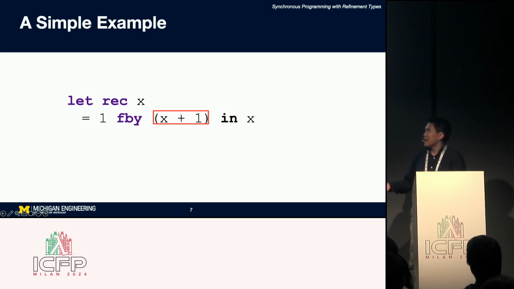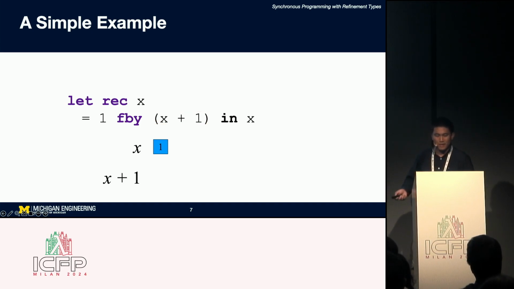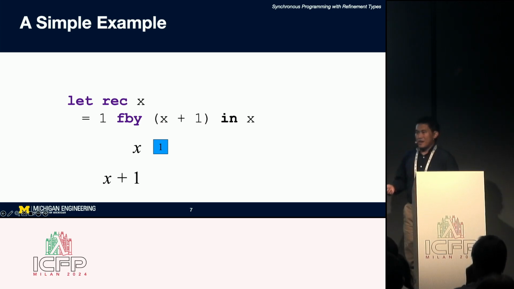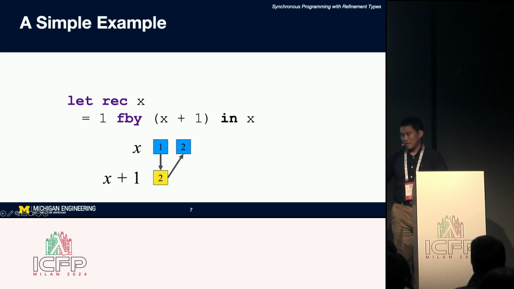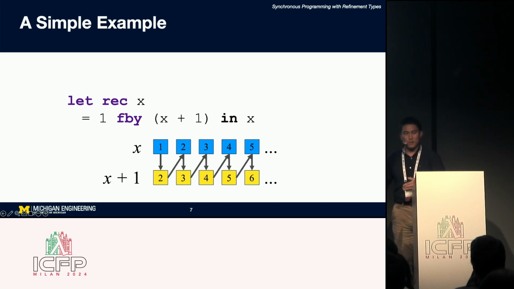So let's try to keep track of what values x will look like. To begin with, x takes on the value 1. And so therefore, in the same time step, x plus 1 must be 2. In the next time step, x then takes on the value of x plus 1 from the previous time step, so now it becomes 2. And so x plus 1 must equal 3, so on and so forth. We're essentially counting the natural numbers here.